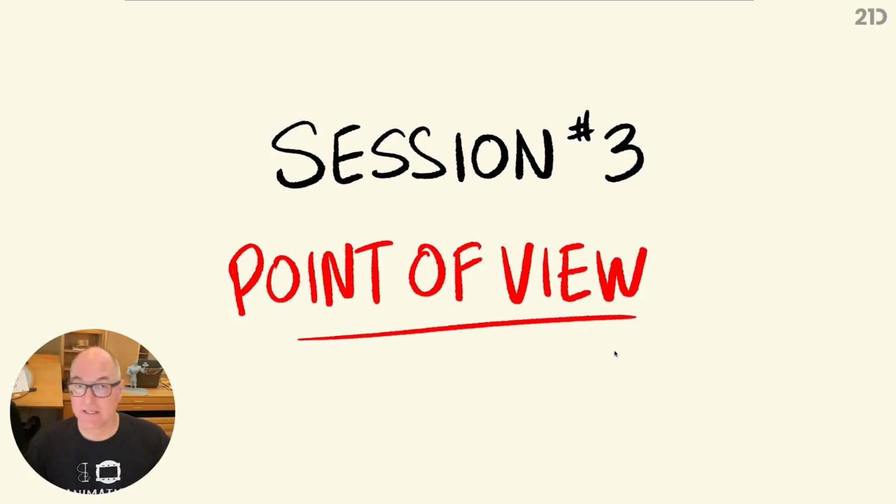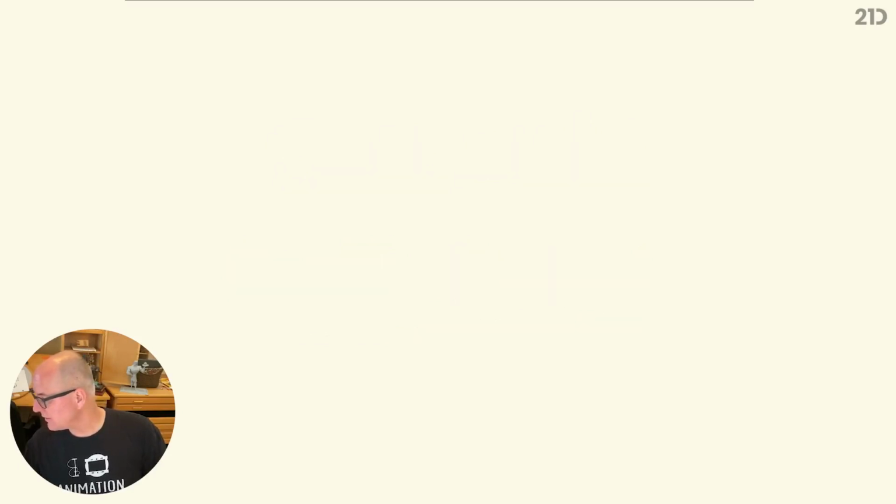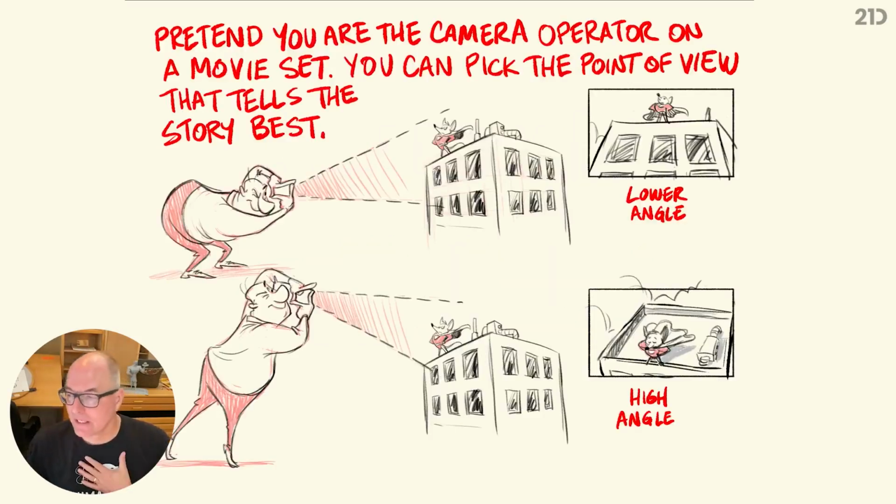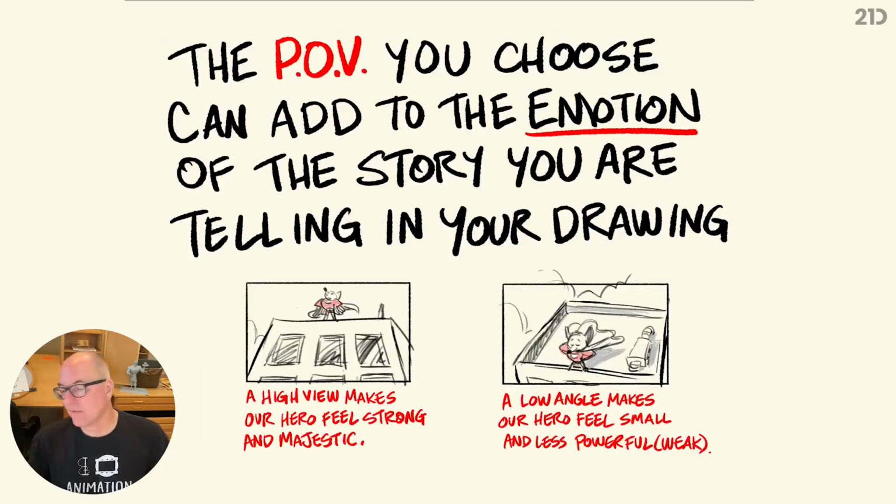But we do that in any kind of illustration we do, whether it be comic books, comic strips. We're always choosing a point of view that helps to express what we want to tell in our story. So pretend that you're the camera operator when you're doing your drawing or your illustration or storyboard, and you're on a movie set. You can pick the point of view that tells the story best. Sometimes it's a lower point of view where you're looking up at a character. Sometimes you're higher. Sometimes you're straight on. Sometimes you're close. Sometimes you're far away, right? So we have all those options that we can think about.